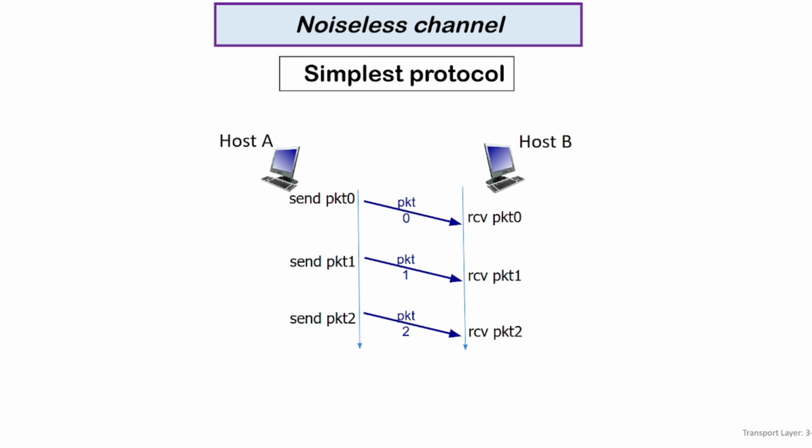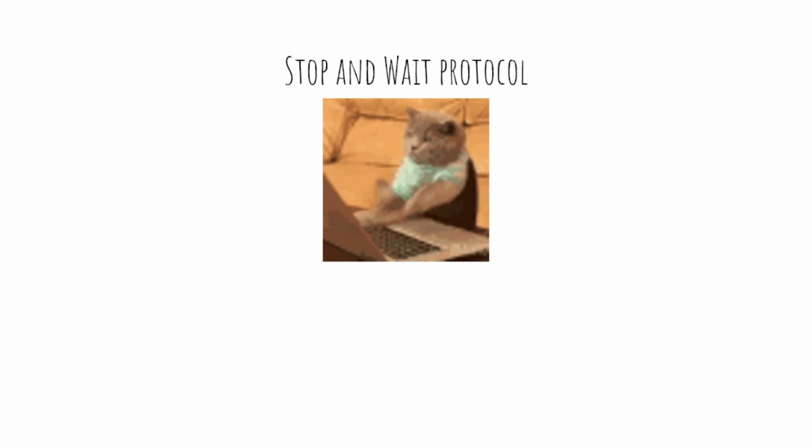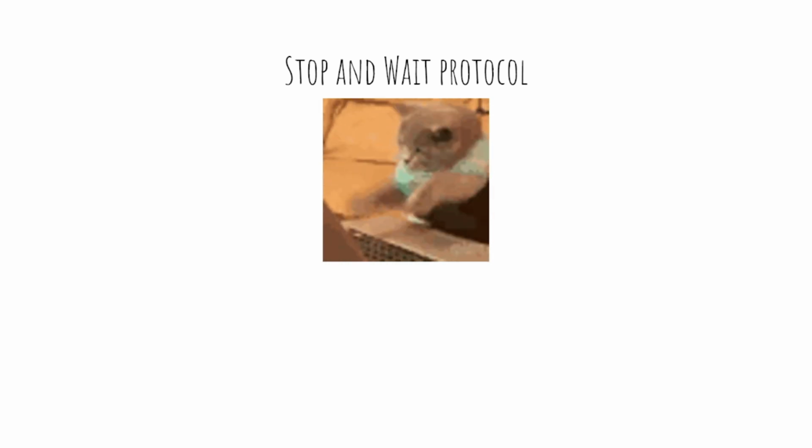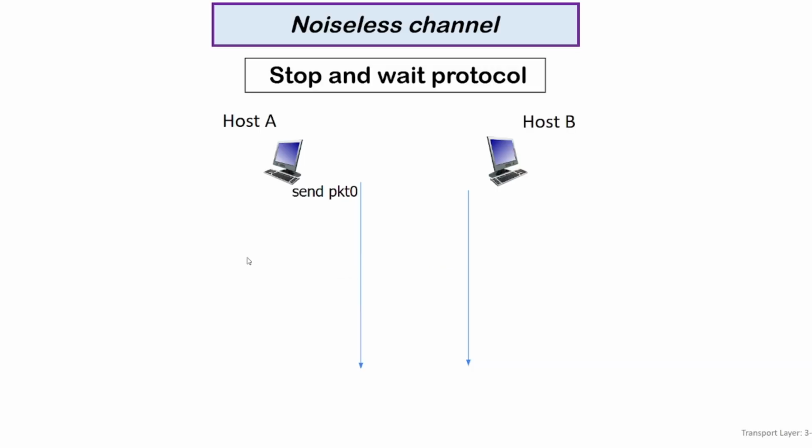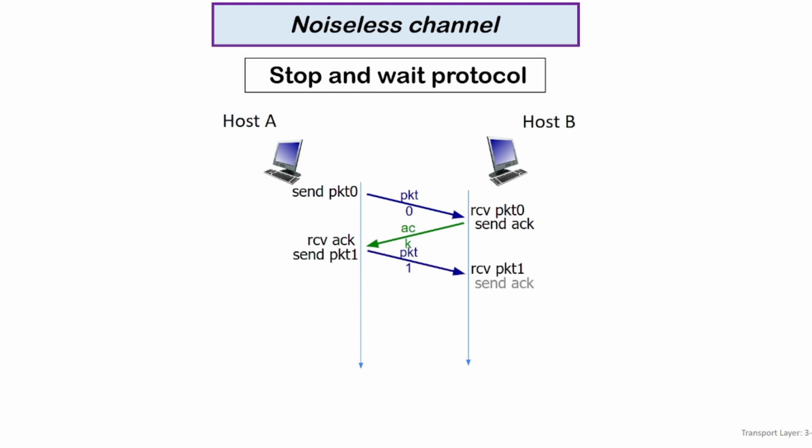But now, what if the receiver is slower than the sender? Actually, that is the case in stop and wait. In the stop and wait protocol, the sender is super fast, but the receiver is slow. That means the sender can't send data directly. Instead, after sending the first packet 0, it has to wait for the acknowledgement to send the next packet 1.